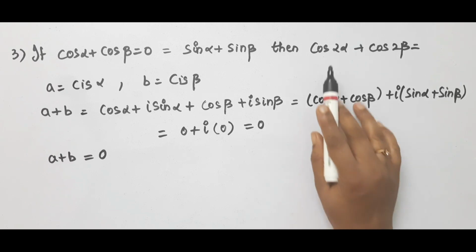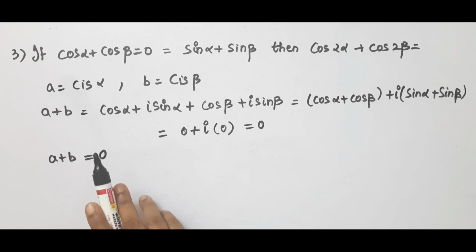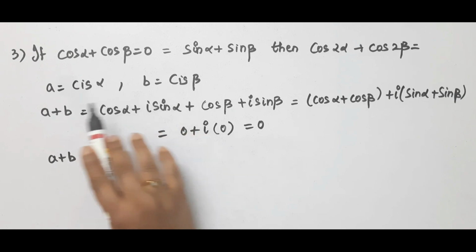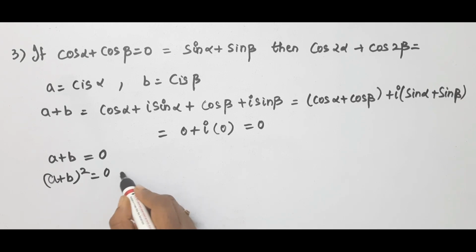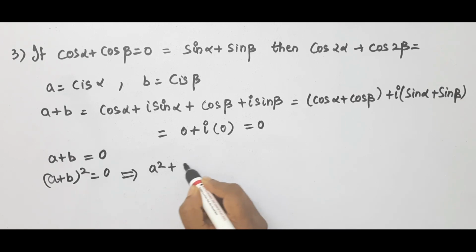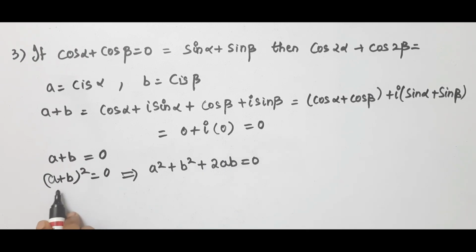Now, they asked for cos 2 alpha plus cos 2 beta. So we need the real part of the squares of A and B, the cis alpha and cis beta, such that it will be cos 2 alpha and cos 2 beta, is it not? So just simply square on both sides. A plus B whole square is equal to 0. This becomes A square plus B square plus 2AB is equal to 0, is it not? A plus B whole square is A square plus B square plus 2AB.